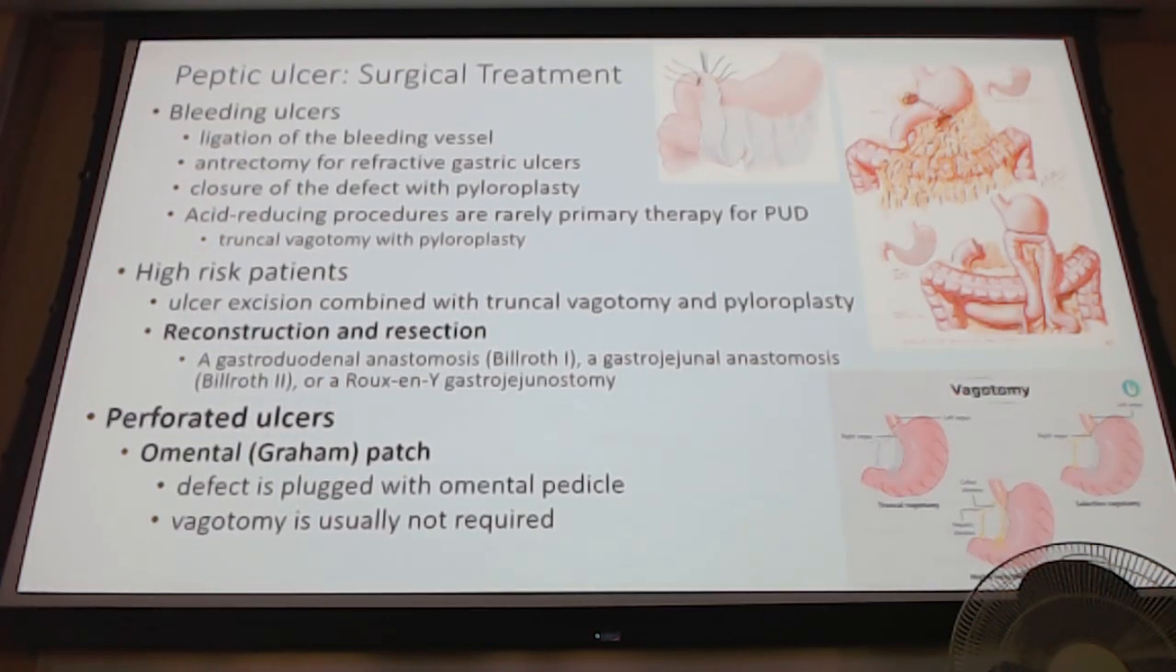Okay, so for bleeding ulcers, we need to ligate the blood vessels. We can do an antrectomy for gastric ulcers, so basically take the antrum and get rid of it. A lot of the acid production is in the antrum, so if we take the antrum out, no more acid production. Pyloroplasty, basically, depending on where we cut, closure of that defect is just from that.